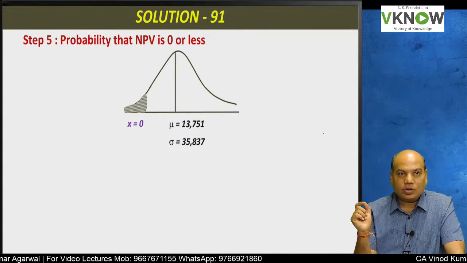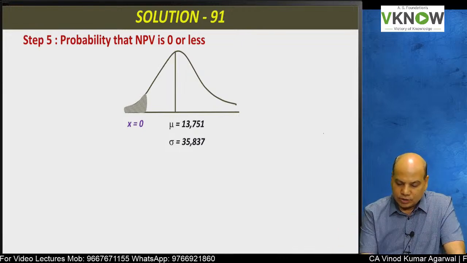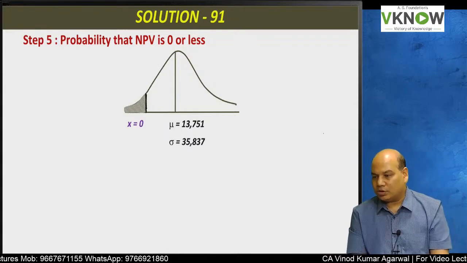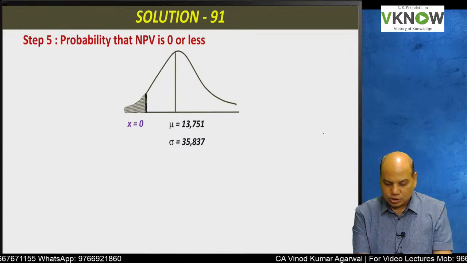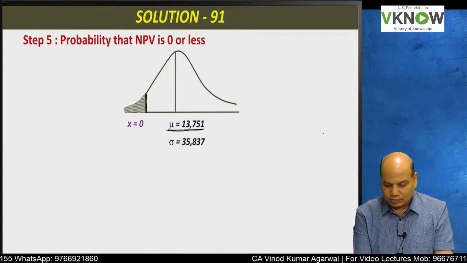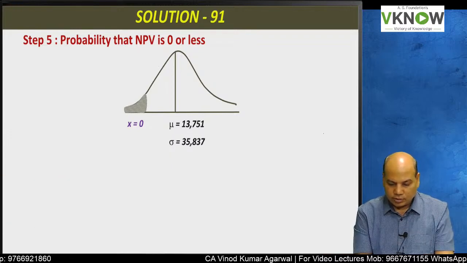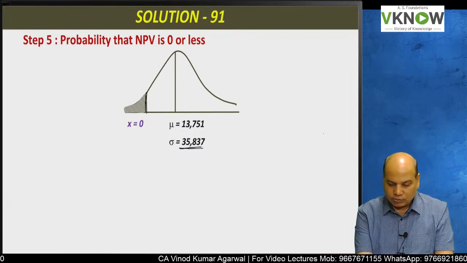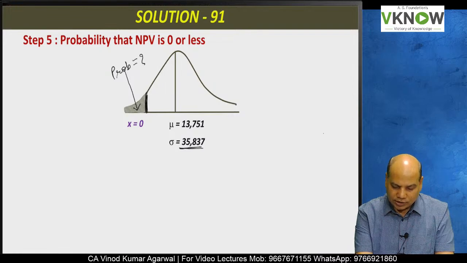Probability that NPV is 0 or less. Today we have done this for the 4th or 5th time. Draw this normal distribution curve. In the center, write down mean, whose symbol is mu, 13751, sigma previous answer 35837, and we want to know the probability of this area, that is, it is less than 0.